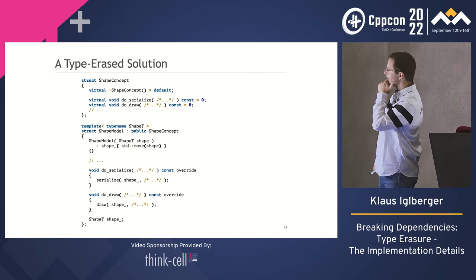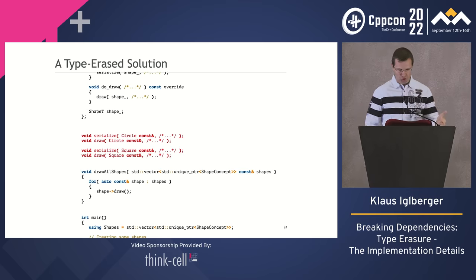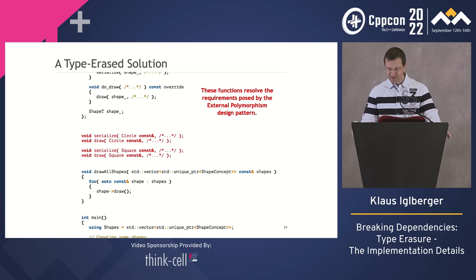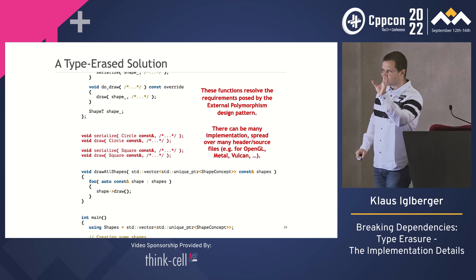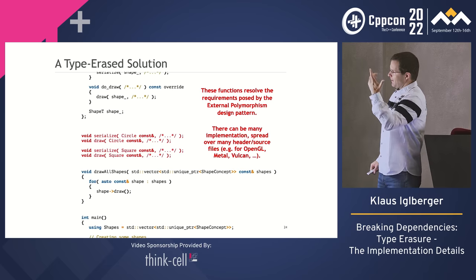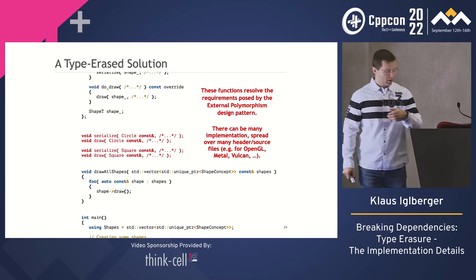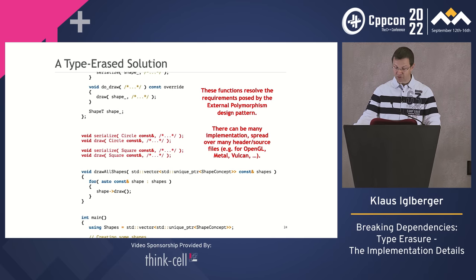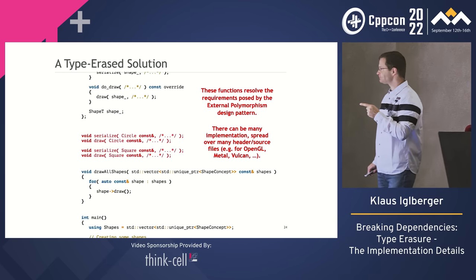All right, so this is what we have. What I now add is the affordances. So serialize and draw for both circle and square. They just need to be available, else this would not work. Now, these functions resolve the requirements. And of course, there can be many. This is not just one implementation of a draw or serialize. It depends on which header you include, for instance. It might also depend on which library you link. And it might also depend on, we'll see this a little later, what you choose at runtime. So you have all the options. This is not just to have one implementation somewhere.